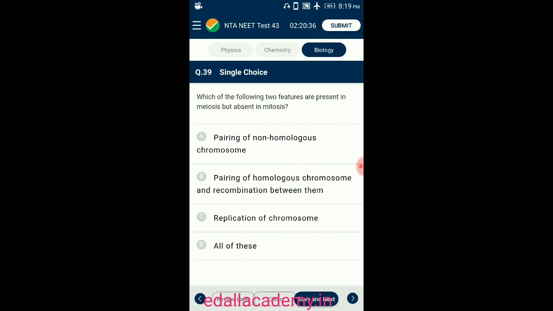Which of the following two features are present in meiosis but absent in mitosis? Pairing of homologous chromosomes and recombination or crossing over between genes occurs only in meiosis and is absent in mitosis. So the answer for this question is option B. Pairing of homologous chromosomes and recombination between them.